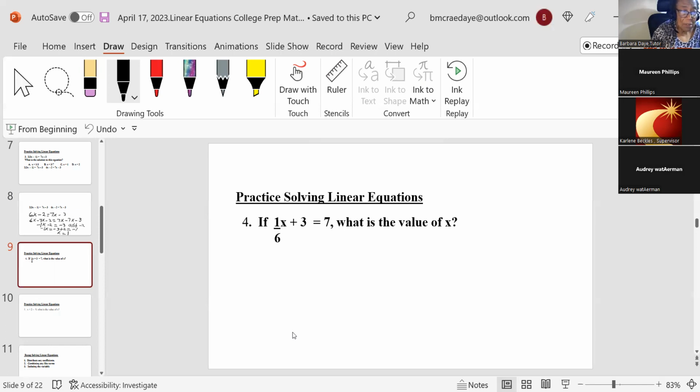You've got to do that before you start doing the multiplying or dividing or whatever, because you're not going to touch that 1/6x until you get your constants combined. So the first thing you do is subtract the 3 from both sides. Okay, so keep going. Tell me what you get for the value of x.